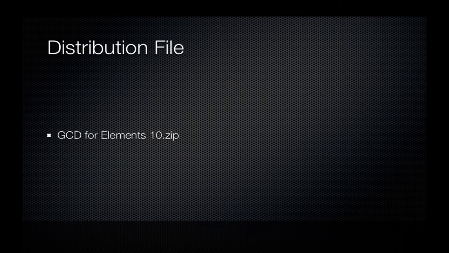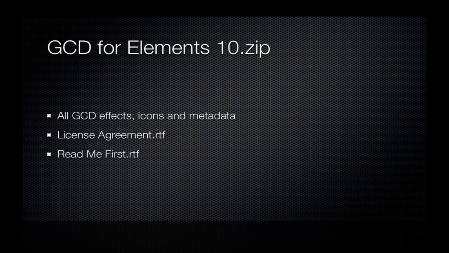Now, what you're going to get is a distribution file. If you bought this from a retailer, or downloaded it from my store, or regardless of where you get it, you should get some kind of file that will either be the greeting card designer for Elements 10 zip file, or a file that contains this file. Either way, you're going to want to unzip it. In that distribution file, you're going to find all of the greeting card designer effects, the icons and metadata, along with a license agreement and also the README first document.